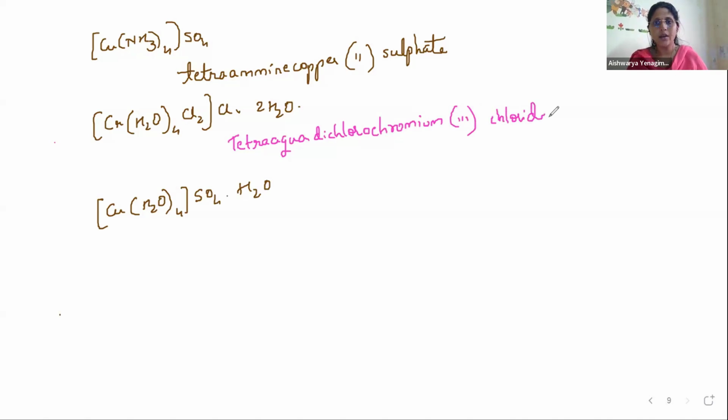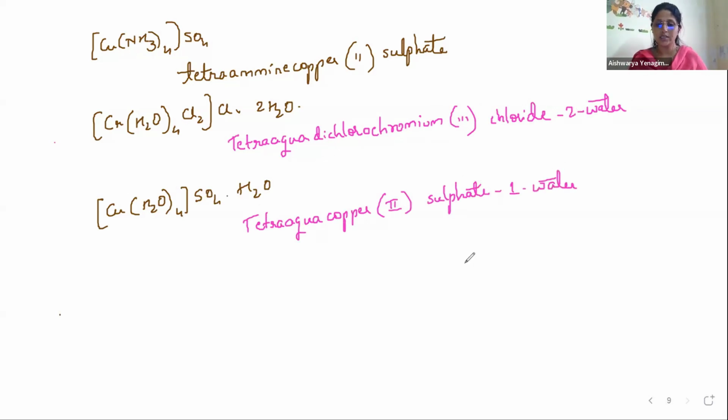Chloride, and then you have 2 water molecules. So I'll write 2 water. Just like this you are going to represent it. Similarly here, what will you write? Tetraaqua, then copper 2, then SO4, sulfate, and then 1 water. That is, 1 water molecule is there.